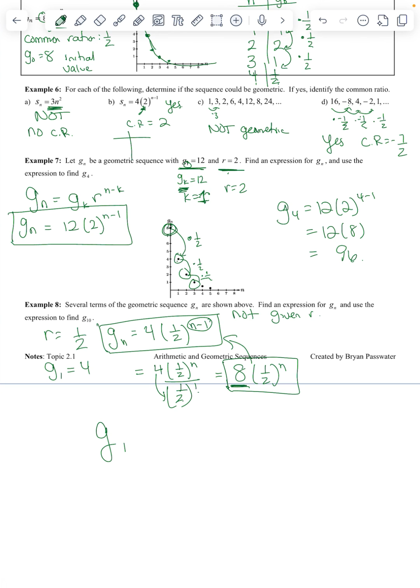And then from this, why don't you guys go ahead and solve for g of 10. All right, enjoy.